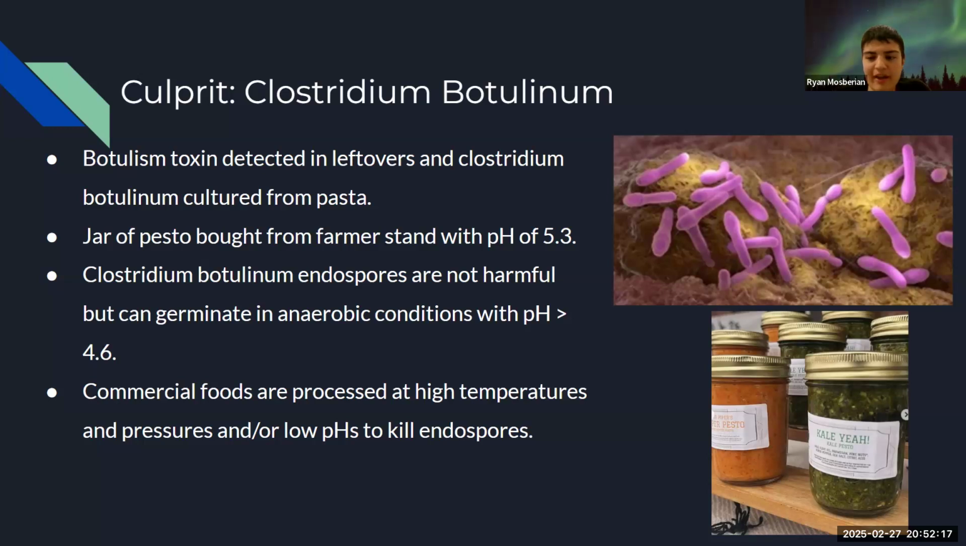in California. And the researchers found that the pH of the pasta or the pesto was 5.3, which is not enough to kill Clostridium botulinum endospores, because their endospores can exist in pHs greater than 4.6. So not enough to kill the endospores. Those endospores get into your system, and that's when they really wreak havoc on you.